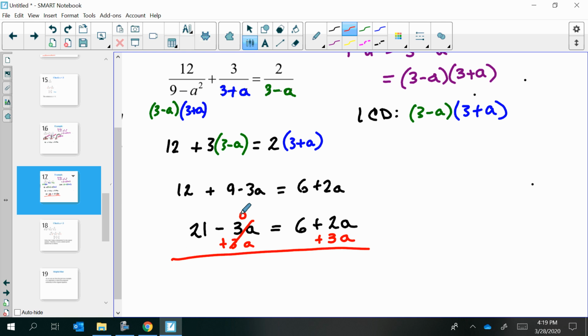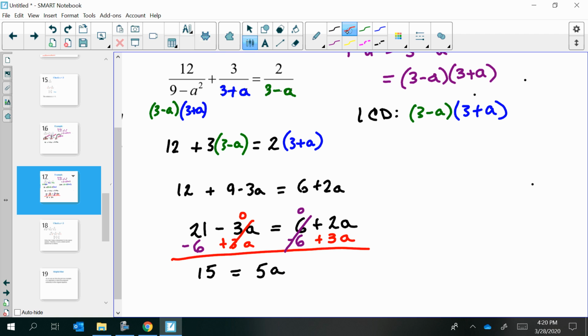That'll zero them out on the left, so all my a's will be on one side together, and they'll all be positive, which is why I chose to move them to the right rather than the left. I can also move all the constants to the opposite side, away from all the variables. So I will zero them out on the right and consolidate them on the left. So my resulting equation is 15 equals 5a.